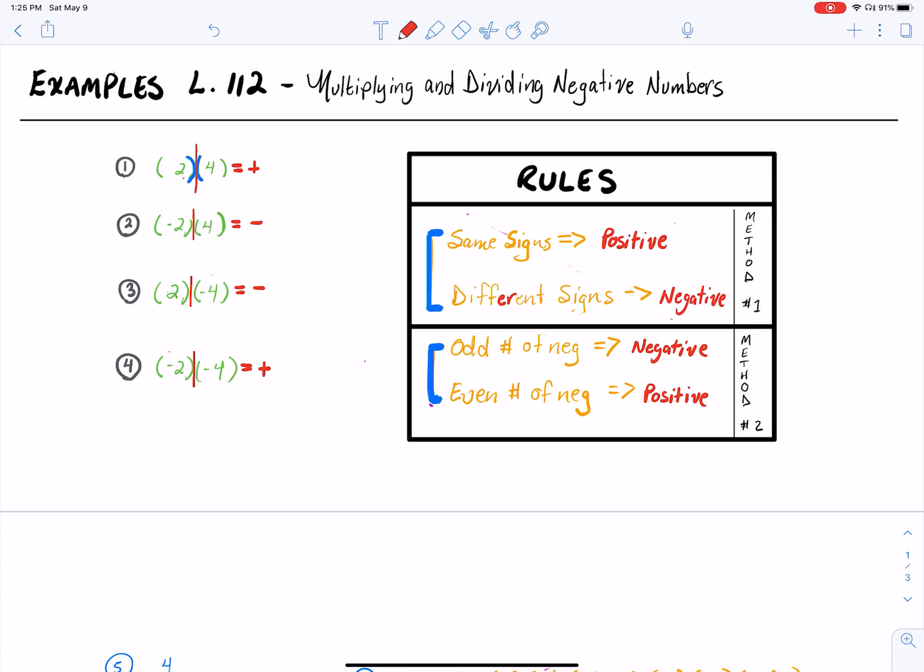Now the only other thing I need to do is use my math facts that I've known for quite a while. 2 times 4, I know that's 8. This is 8 for each of the four problems.